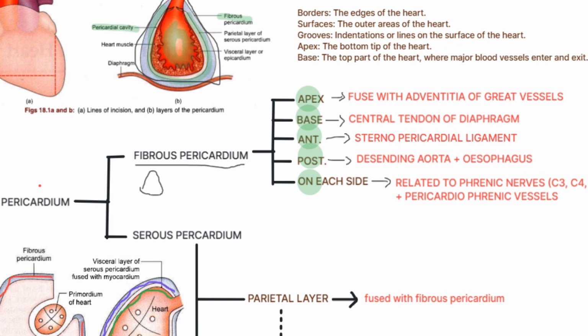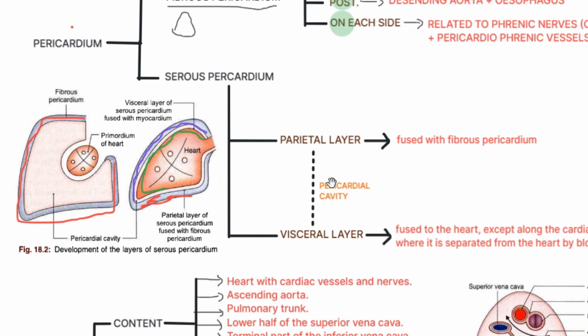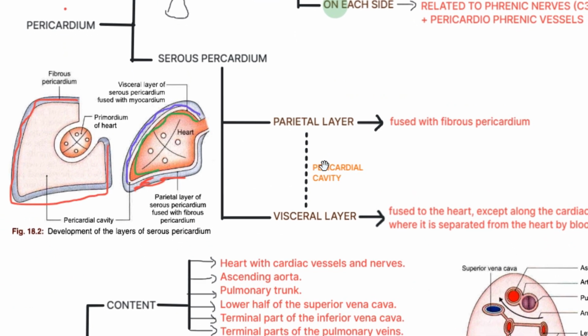Another part of pericardium is your serous pericardium. Your serous pericardium is a thin double-layered serous membrane which is lined by your mesothelium. The outer layer or parietal pericardium is fused with your fibrous pericardium, and the inner layer or visceral pericardium, or another word for visceral pericardium we use mostly is your epicardium, is fused to the heart, except along the cardiac grooves where it is separated from the heart by blood vessels.